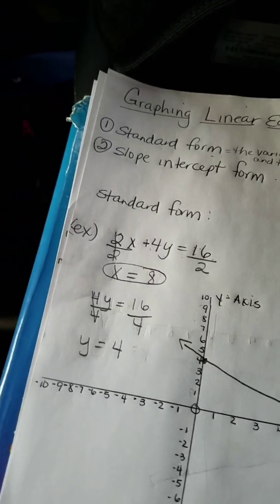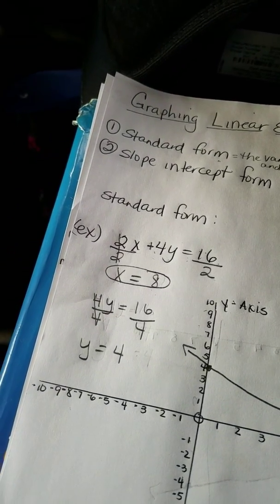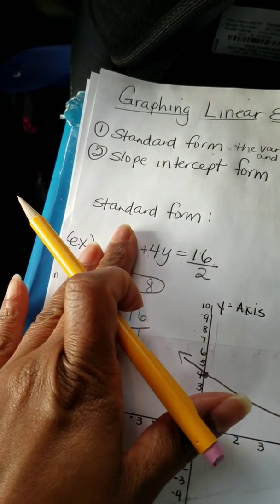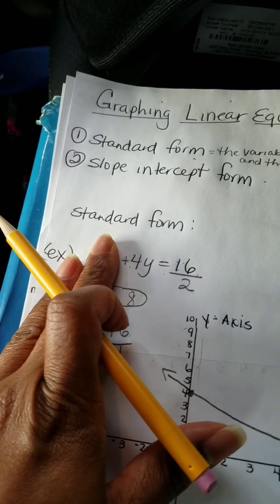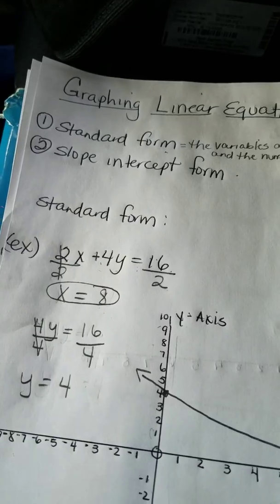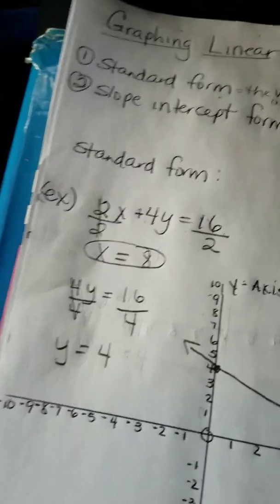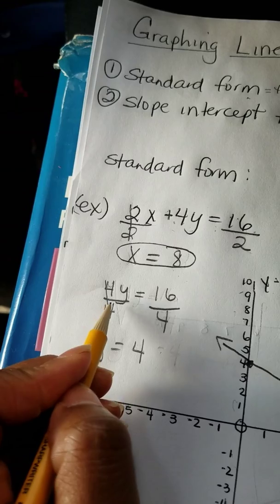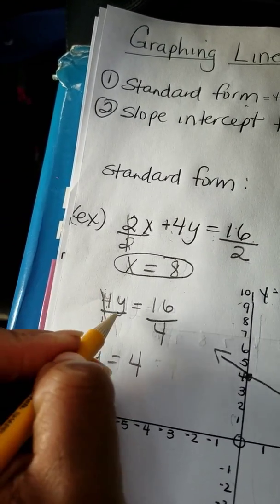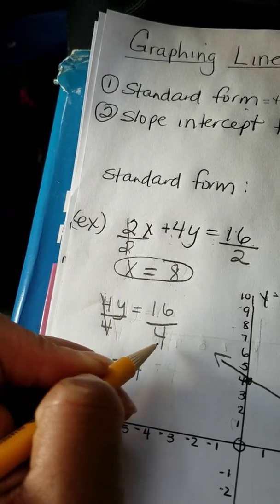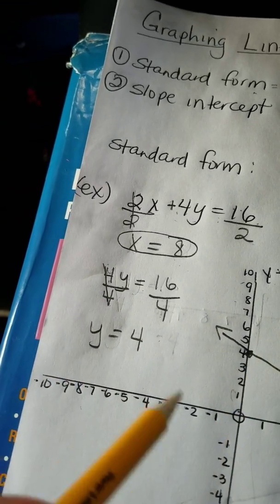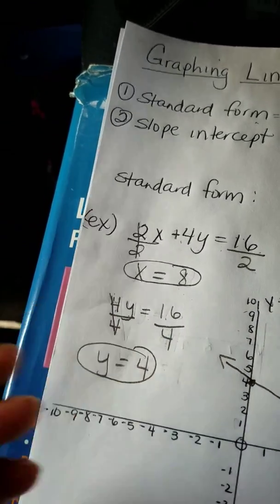Now I have to get y by itself so I can plot my y. I will cover this up, even though it's already canceled out, and I have 4y equals 16. I wanted to get y by itself, so I divided by 4 on both sides. 4 cancels out here, leaving me with y equals 16 over 4. How many times does 4 go into 16? It's 4 times. So now I'm able to plot my y.